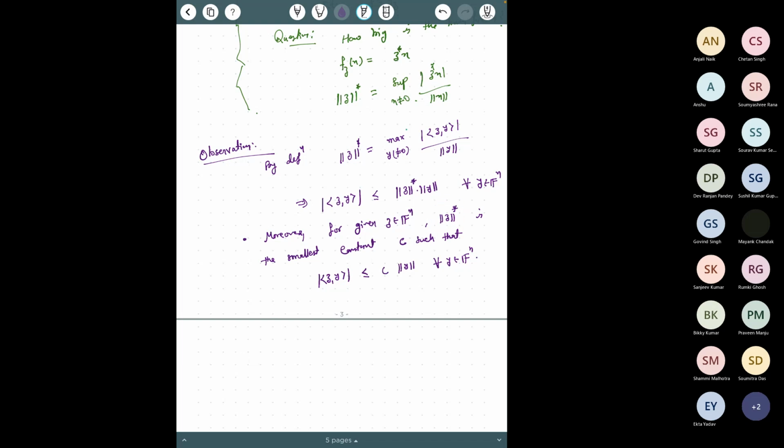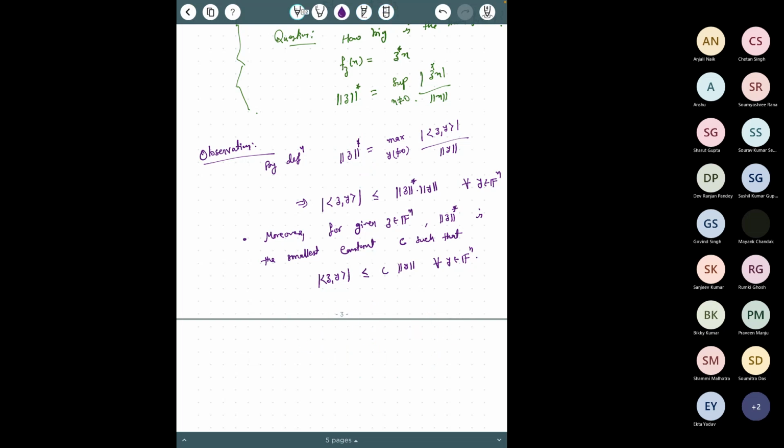Because you can see here, we have already seen that this maximum is actually a supremum, and supremum is the least upper bound. So if you just look at this quantity here, this is less than or equal to c for all y. That means c is an upper bound. And by definition, we know that the dual norm of z is the least upper bound for such an inequality to hold, right? And therefore, this is the smallest constant that satisfies this.